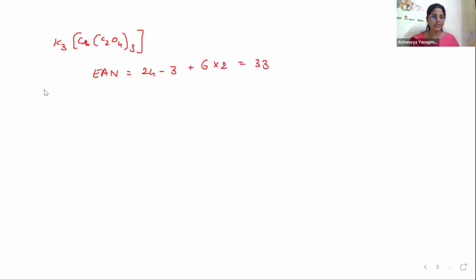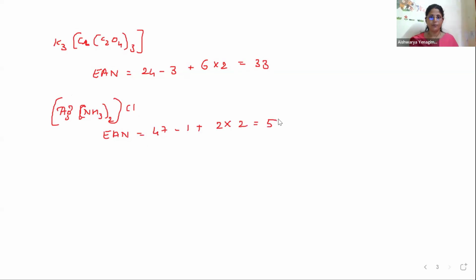So this is an example. Another example you take: [Ag(NH3)2]Cl. How do you calculate EAN? The atomic number of Ag is 47, minus the charge on Ag, which is +1, plus 2 into 2. How much do you get? You get 50. And this one will be for your own work.